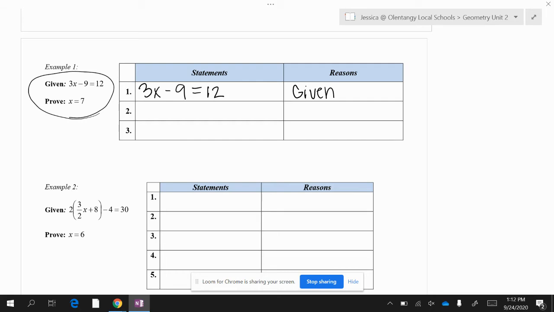So that first line, you have to be given some sort of information. So that's what you're going to put. Then you're just going to follow the same exact statement of how to go and how to solve this equation.